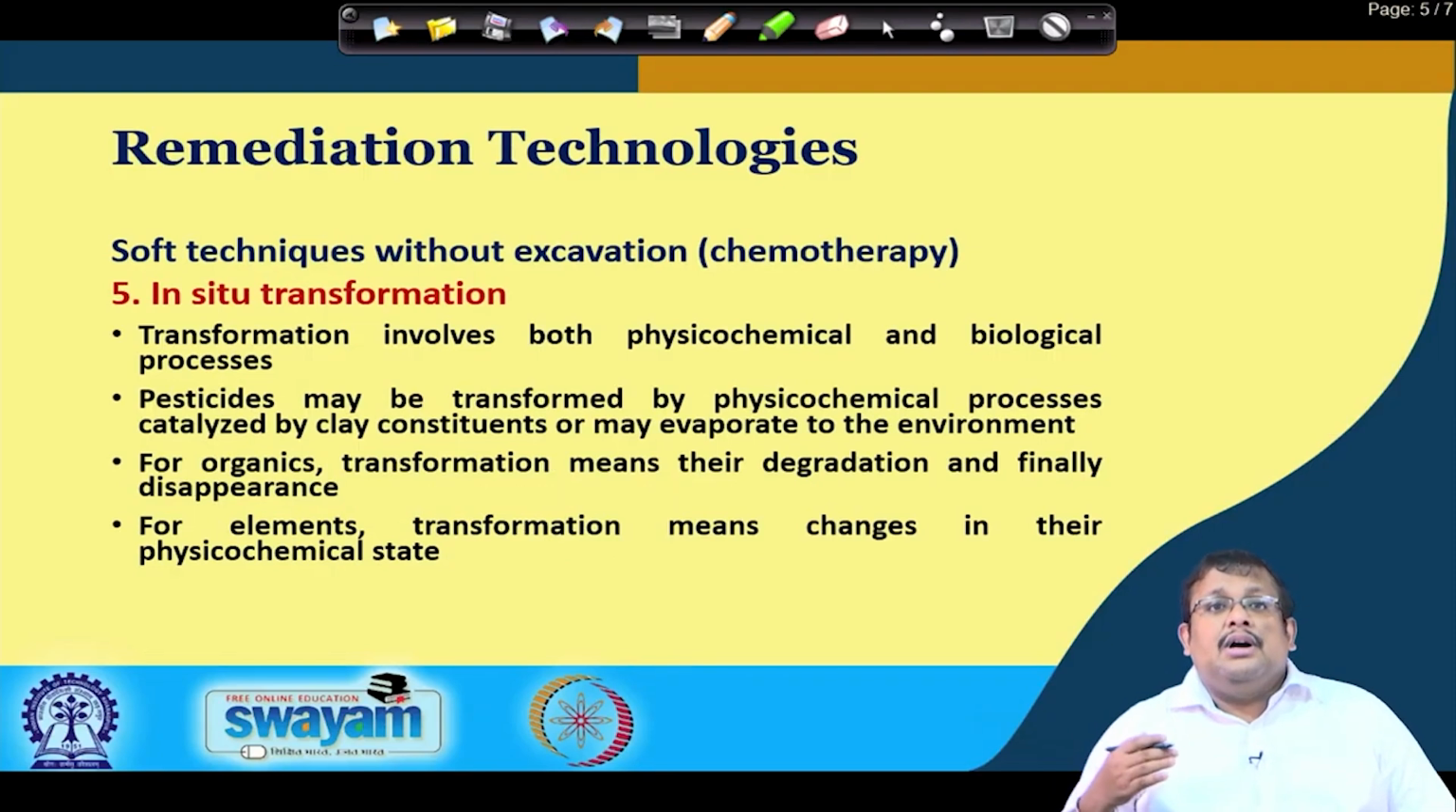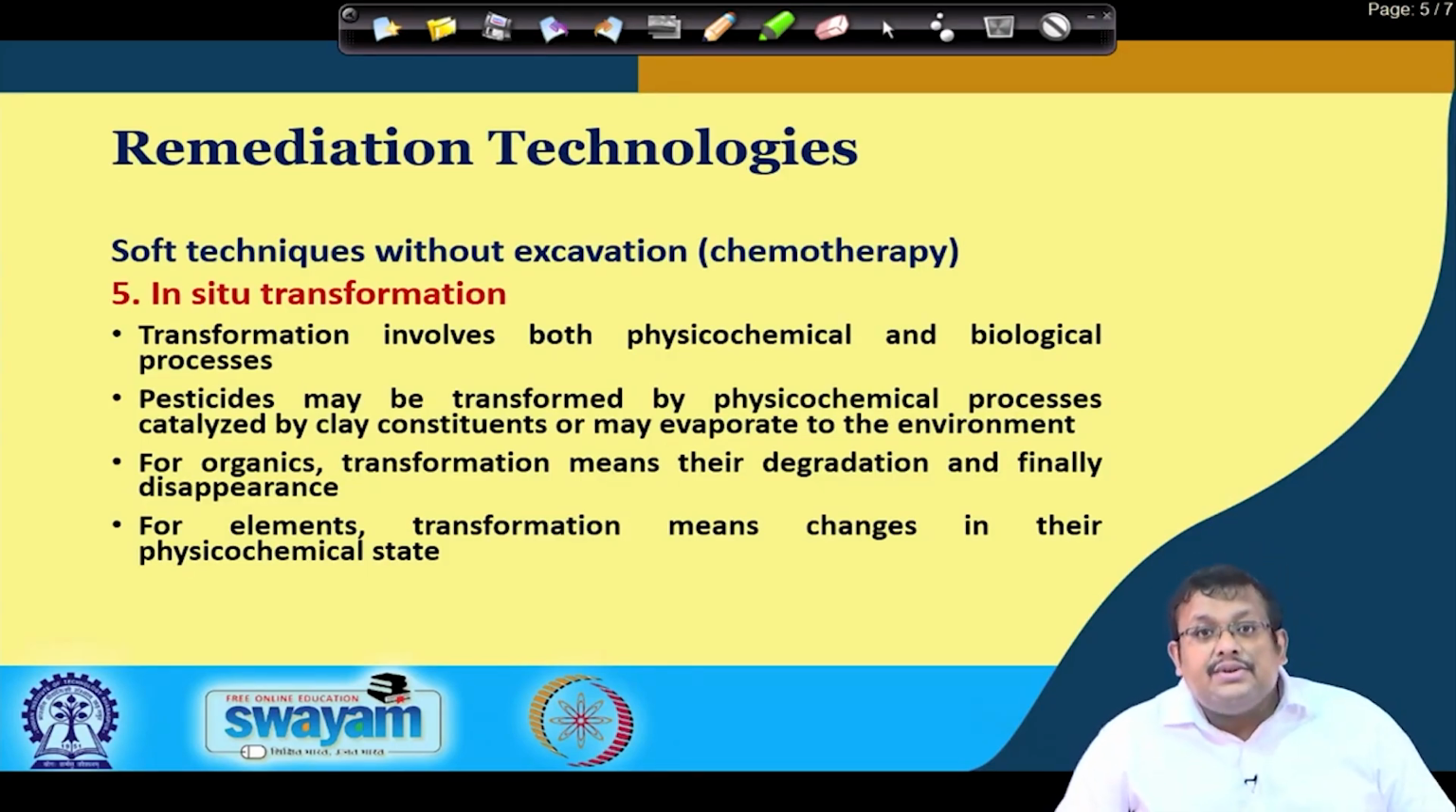And the fifth one is in situ transformation. Now, transformation involves both physiochemical and biological processes. Pesticides may be transformed by physiochemical processes catalyzed by clay constituents or may evaporate to the environment. For organics, transformation means their degradation and finally disappearance. For elements, transformation means changes in their physiochemical state, so their toxicity can be reduced.